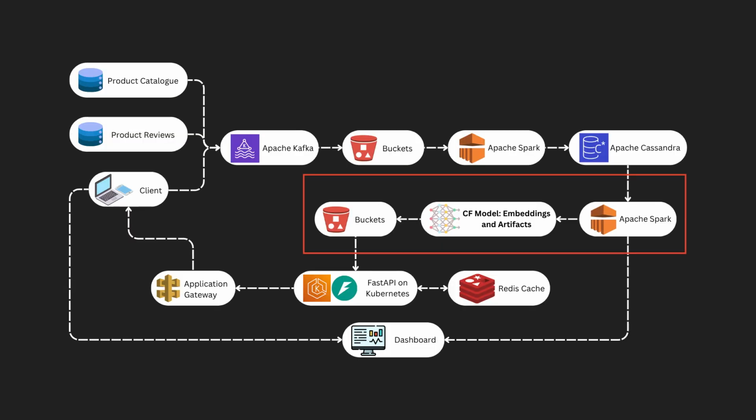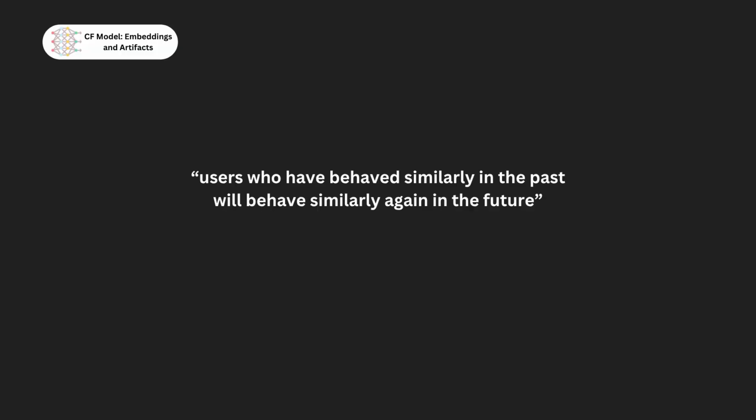Next up, model training, which is one of the two main pain points of all machine learning platforms. First, we will define the type of model we are training, in this instance, a collaborative filtering model. So a collaborative filtering model is built on a very, very simple concept. Users who have behaved similarly in the past will behave similarly again in the future. This means that the system primarily leverages user item interaction data in order to make its predictions.